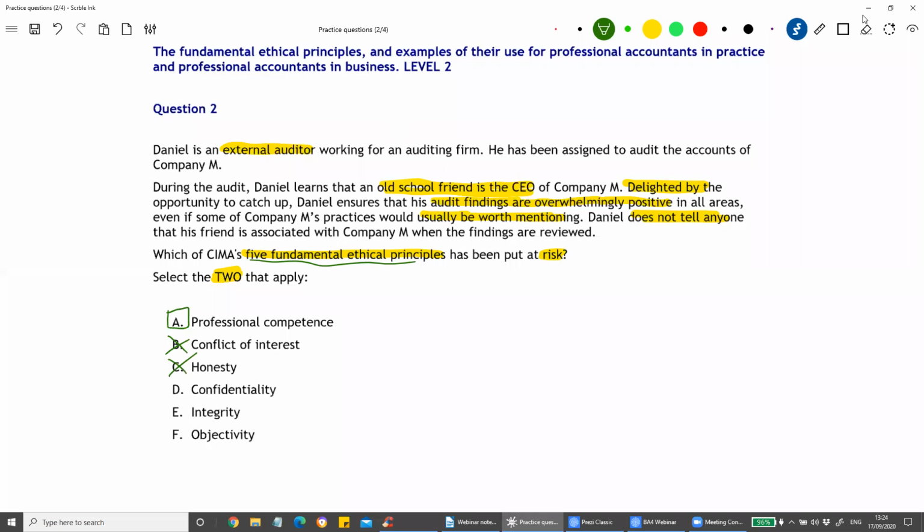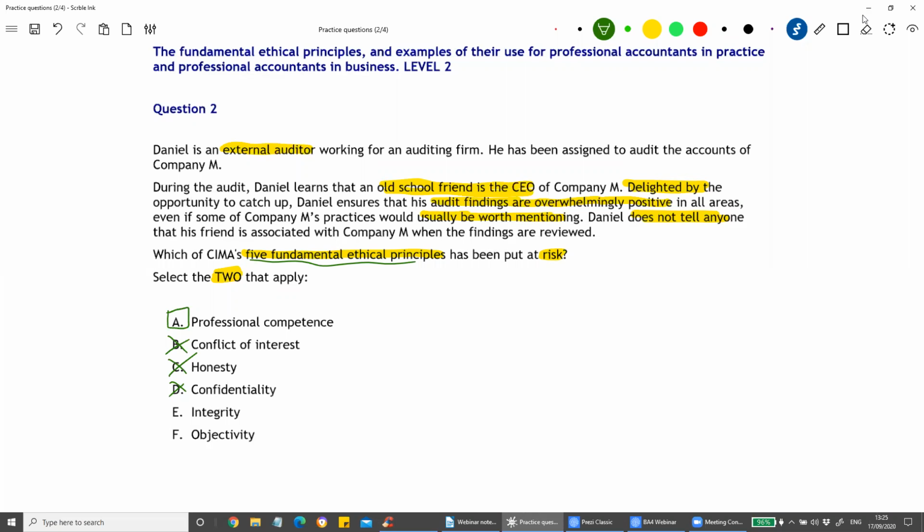Okay. What about confidentiality? So is Daniel respecting the confidential nature of the information required? Well, he's certainly been confidential about his relationship with company M, but of course, that's not what we mean. We mean, is Daniel keeping all the information regarding company M to himself and to anyone appropriate working at the auditing firm? And we've got no reason to think he's not being confidential. So we can put a cross through here.